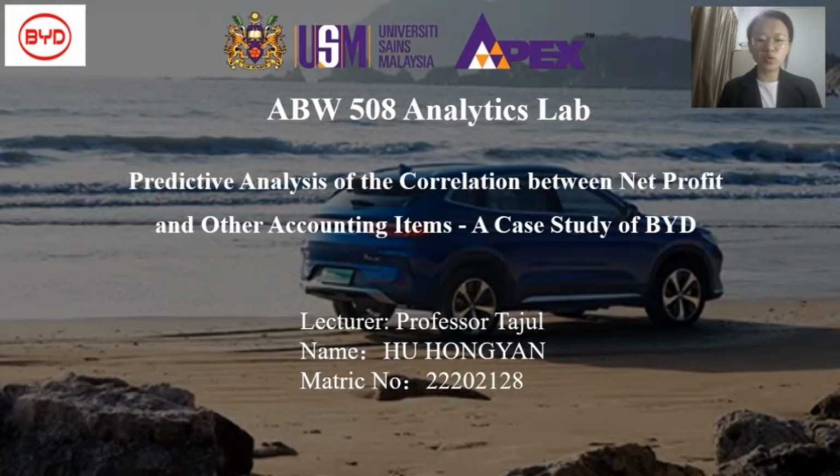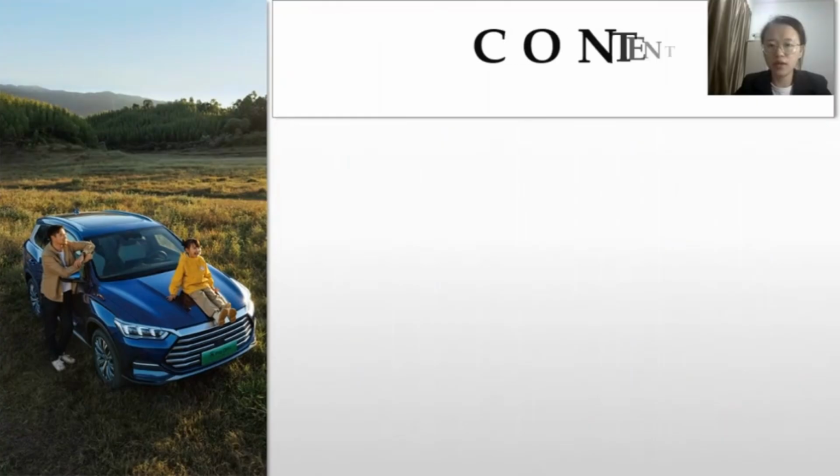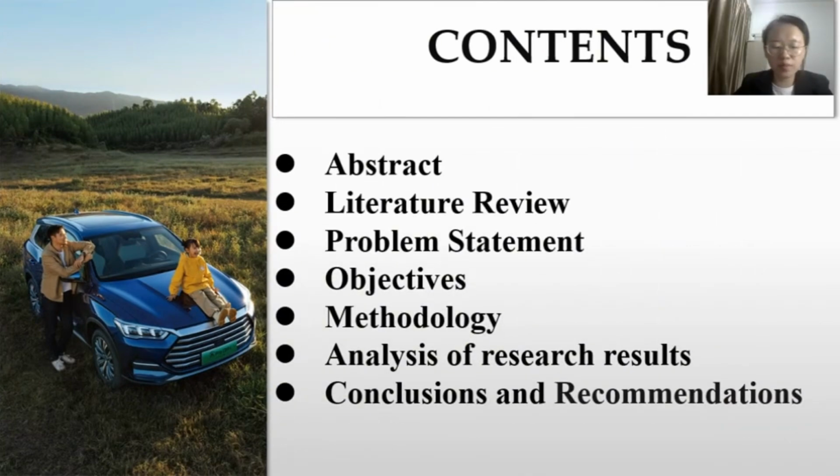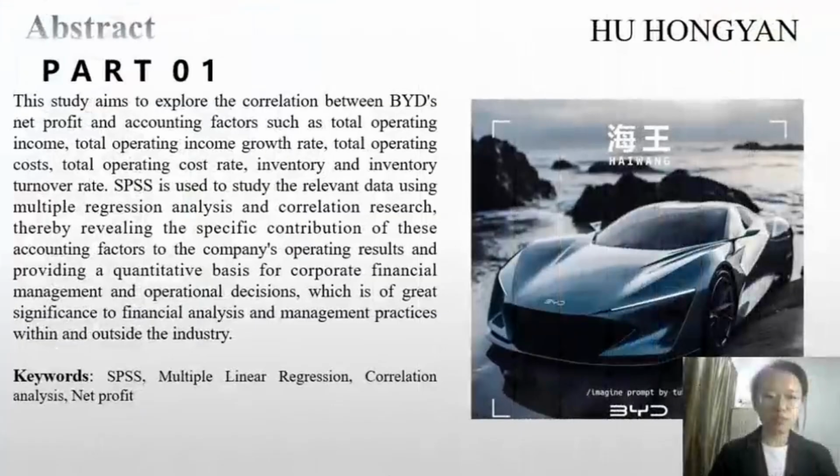My name is Hongyan. Today, I'm going to talk about predictive analysis of the correlation between net profit and other accounting items, a case study of BRD. Next part is contents. It consists of the following parts: abstract, literature review, problem statement, objectives, methodology, analysis of research results, conclusions and recommendations.